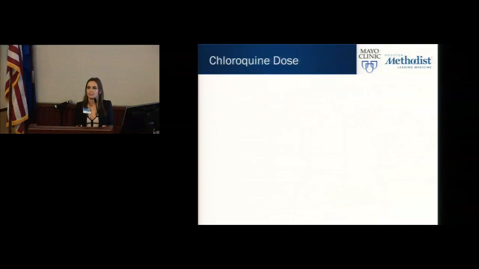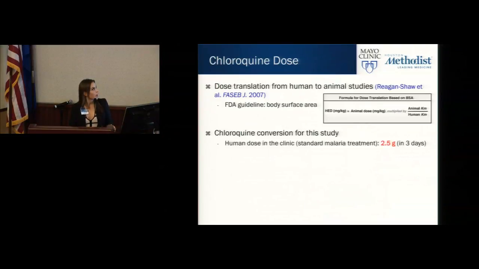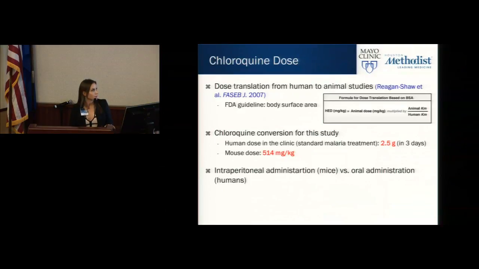And then we wanted to see what would be the effect of chloroquine in vivo in a mouse model. But for this, we wanted to determine a clinically relevant dose. So we did a dose translation from human to animal studies based on FDA guidelines that take into account body surface area. And the standard human dose for malaria treatment in the clinic is 2.5 grams of chloroquine, and this corresponds to a mouse dose of 514 milligrams per kilogram.